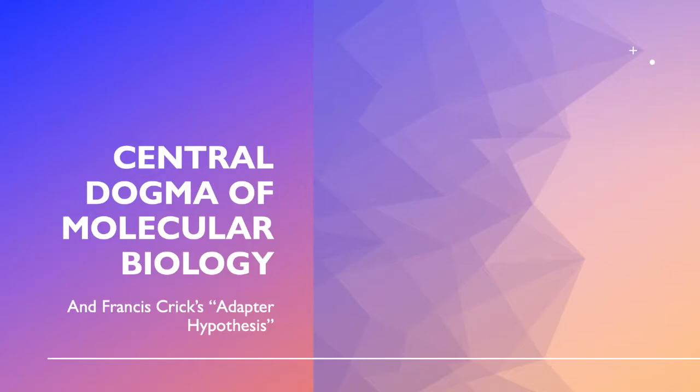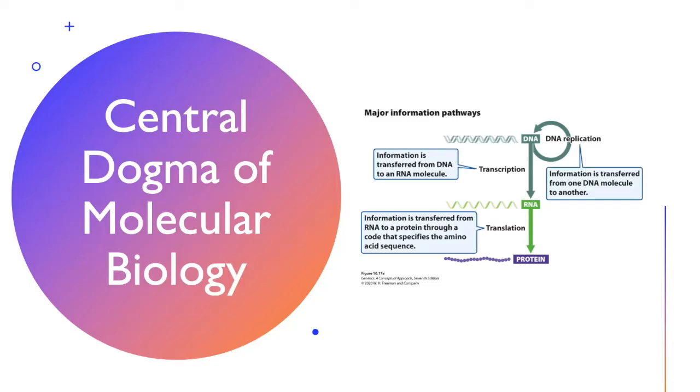Today we'll learn about the central dogma of biology and Francis Crick's adapter hypothesis. Let's start by understanding what the central dogma is. It's the process of using the instructions in the DNA and converting them into a functional product, like an enzyme or another protein. Looking at this diagram from Genetics: A Conceptual Approach, we can see all the steps included in this mechanism. Today, we're mostly interested in the last step, translation.